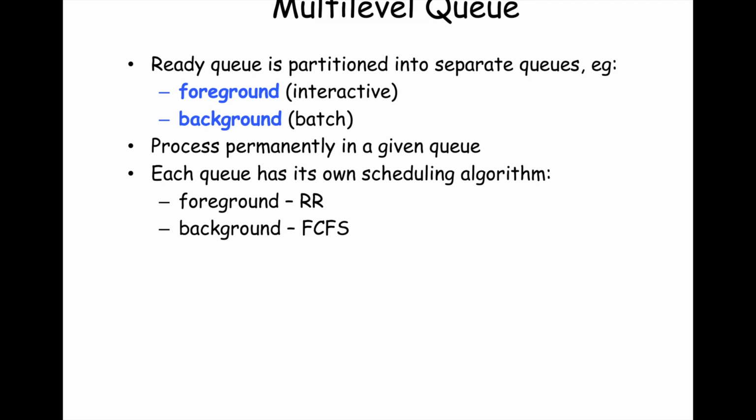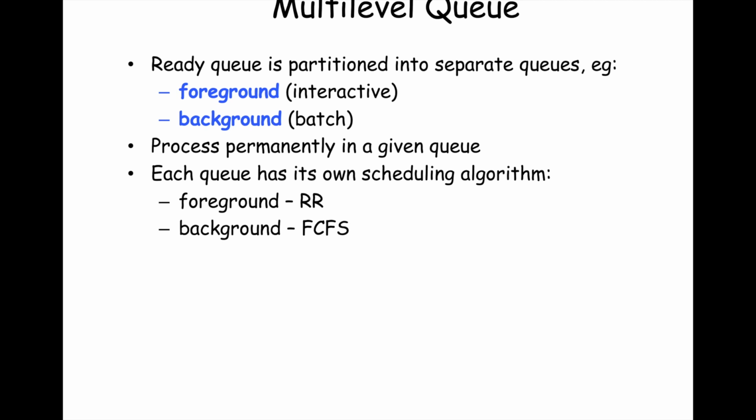One way of partitioning the ready queue into separate queues is to have a so-called foreground queue, which is for interactive type processes, things like your keyboard, your graphics, and things like that. The other queue is a so-called batch queue. In this multi-level queue approach, the ready queue is separated into two different ready queues, and different scheduling disciplines are used. For the foreground queue, it's round robin.